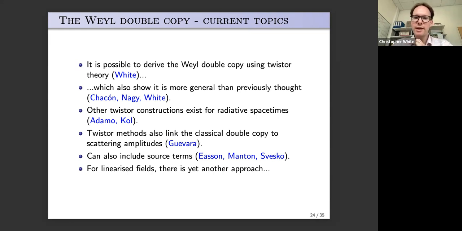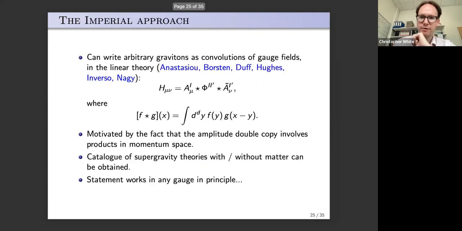Now, I should say that for linearized fields, there's yet another approach for classical double copying. It turns out that you can write arbitrary gravitons as convolutions of gauge fields in the linear theory. Remember that the original double copy for amplitudes involved products in momentum space. That means one should expect things.